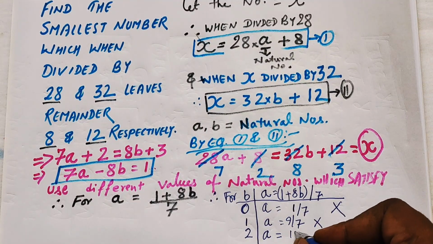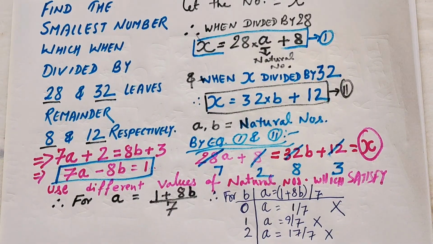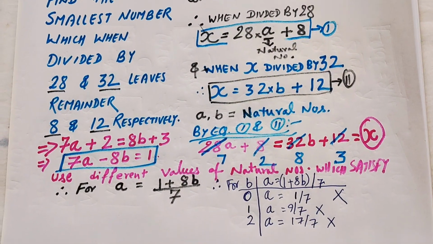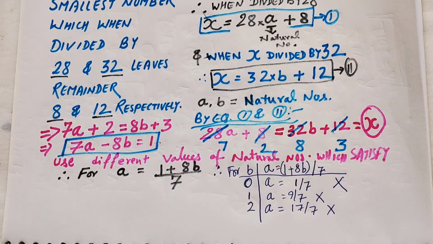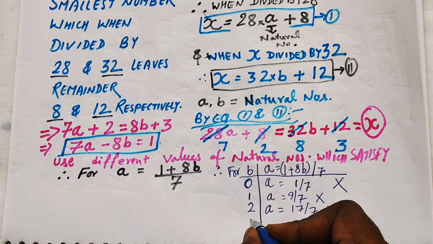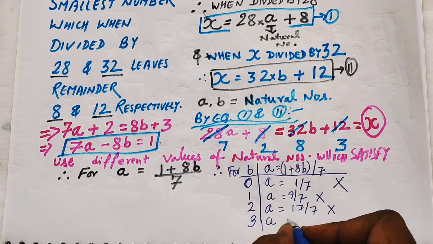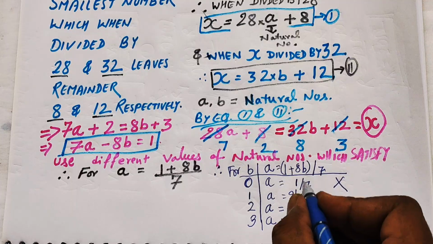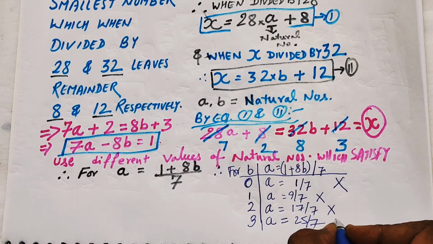Similarly, for b equal to 2, the value of a is coming as 17 by 7, which is also not a natural number, right? Now what we will do, we will take another value of b. Just increase the count successively by 1. For b equal to 3, the value of a is 1 plus 8 into 3 by 7, that is 24 plus 1, 25.